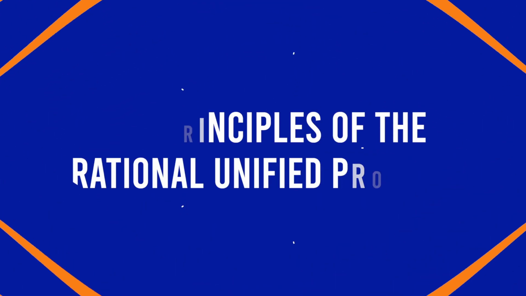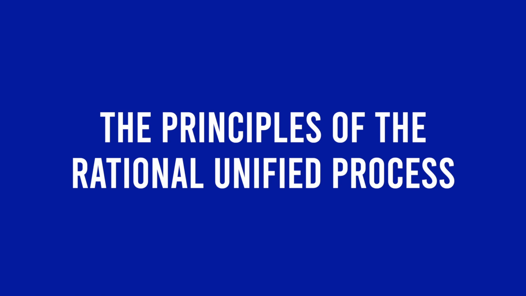The principles of the Rational Unified Process. Unified processes are iterative and incremental. Each iteration is a time-boxed cycle in which we develop a specific part of the software capability. At the end of each iteration, we have a working version of software that we can demonstrate to users and to customers, and that can then go on to be used by those users.